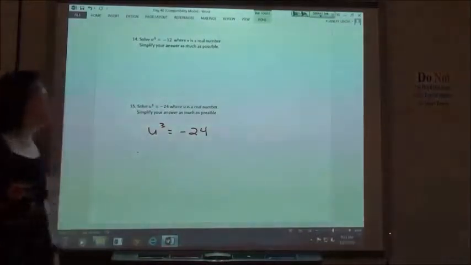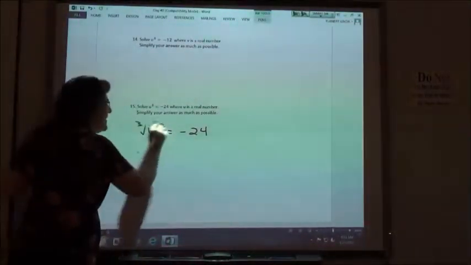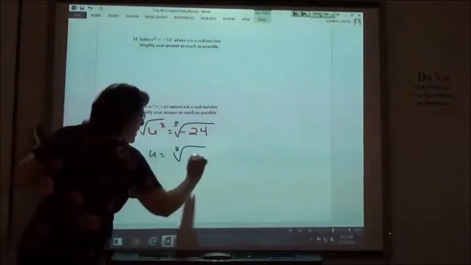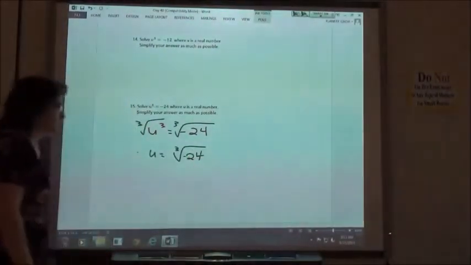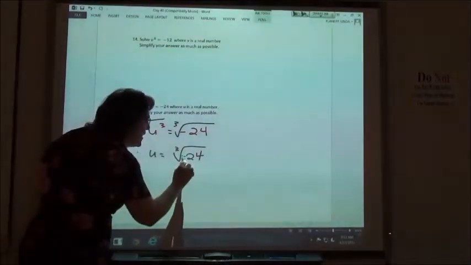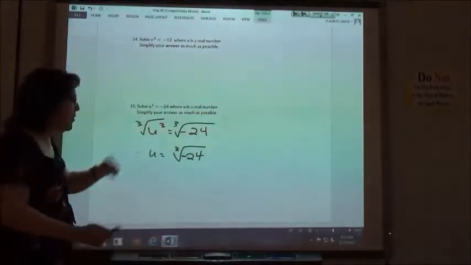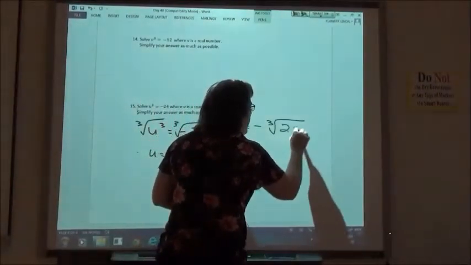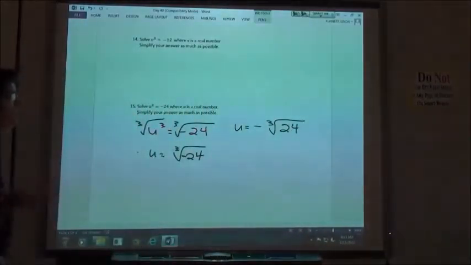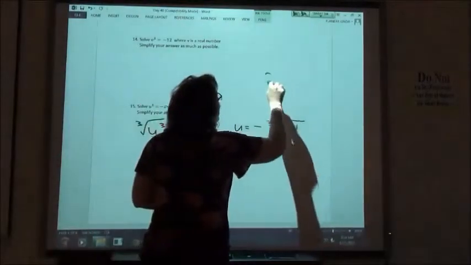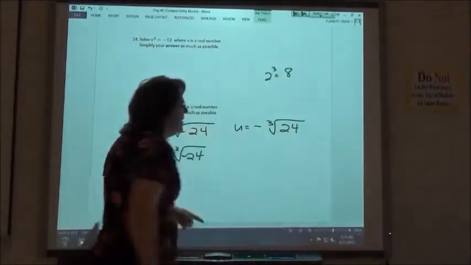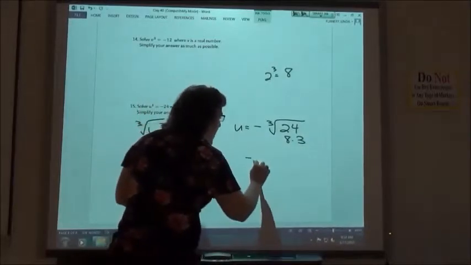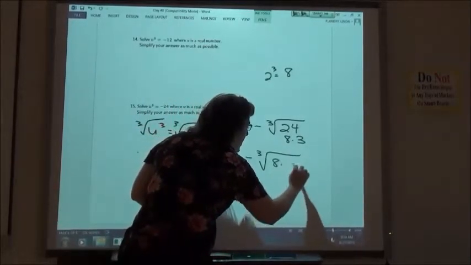So if I'm going to simplify this, I'm going to do the cubed root of both sides. And so u is going to equal the cubed root of negative 24. Again, since this one has the negative on the inside, we're going to rewrite it as u equals negative the cubed root of 24. Now this is one you can simplify. Remember I had that list before, 2 cubed is equal to 8. So I can factor 24 into 8 times 3. So I have negative the cubed root of 8 times 3.